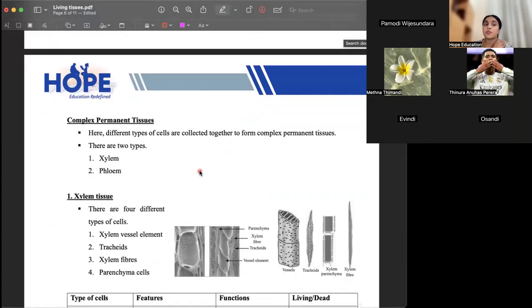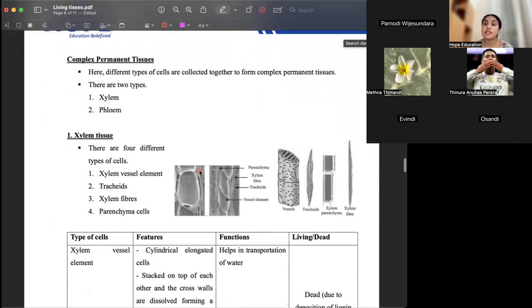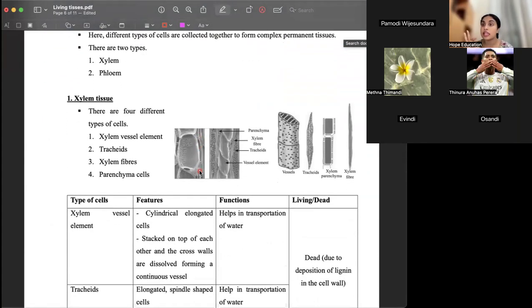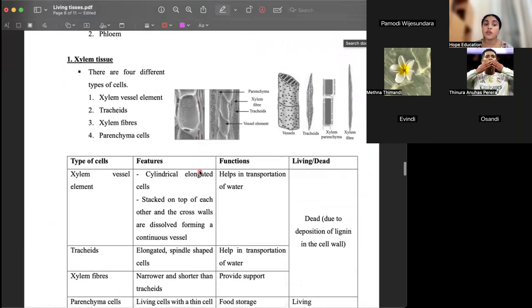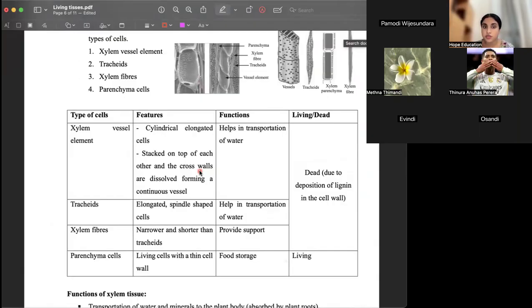Then under complex permanent tissues, we learned about xylem and phloem. Under xylem, we said that there are 4 types of cells: xylem vessel element, tracheids, xylem parenchyma, and xylem fibers. Out of these, xylem vessel elements transport water, tracheids transport water, fibers give support, and parenchyma stores food. Xylem vessel elements, tracheids, and fibers are all dead. Only parenchyma are living in the xylem tissue.